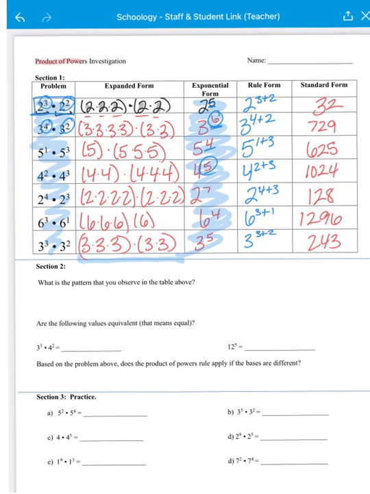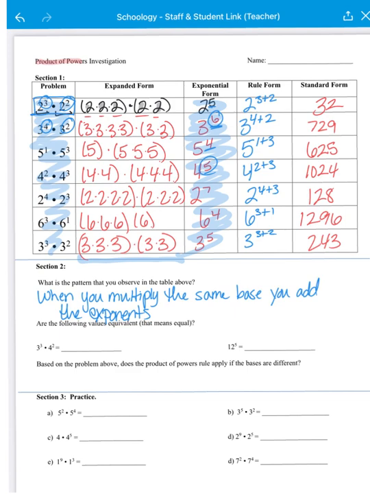So that's what I want you to write down when it asks what the pattern is: that when you multiply the same base, you add the exponents. So you can pause the video and you can jot that down in your notes, but what you want to do is when you are multiplying the same base, you want to add the exponents together. So now what I want to look at on this next section is, does it matter if the bases are really the same? So I want you to evaluate each one of these questions down here, and then when you are finished, you can unpause the video and check your work.